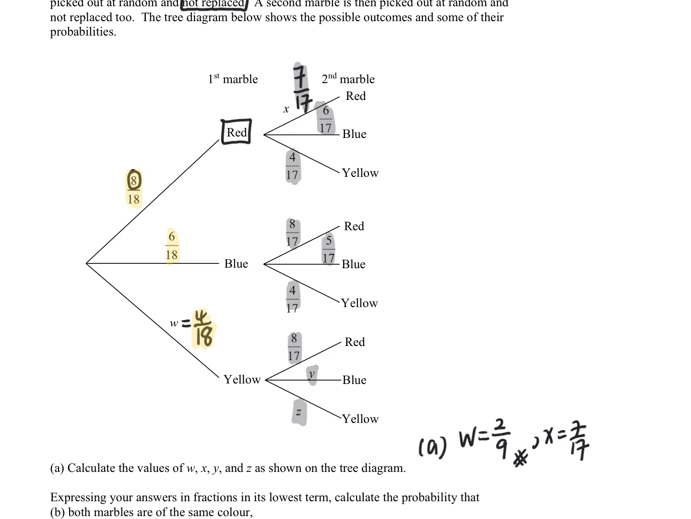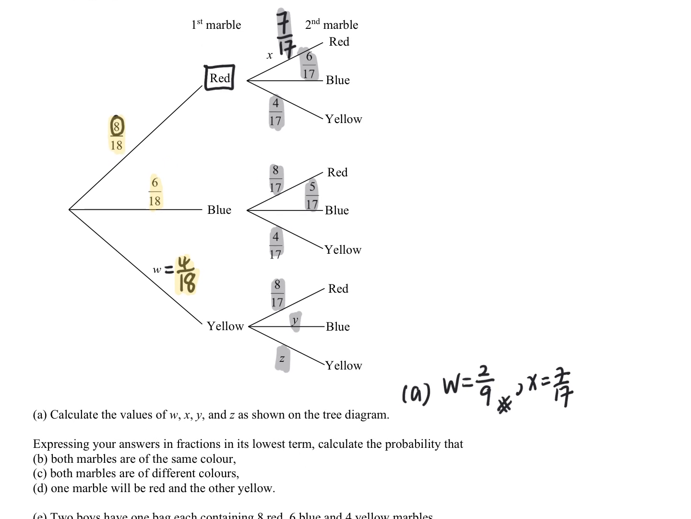Okay, last one. I still have Y and Z. So it's also out of 17 because the first one is not replaced. And the first one I picked is a yellow one, so instead of 4 yellow, I'm only left with 3 to choose from. So it's 3 out of 17 for Z.